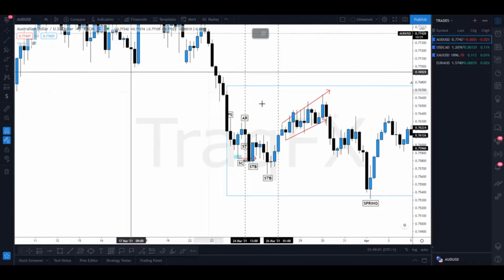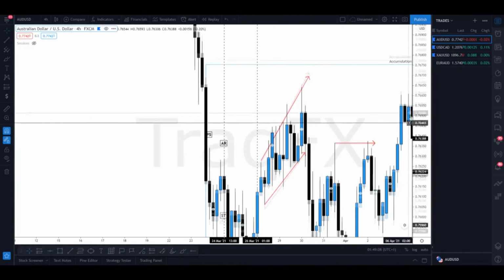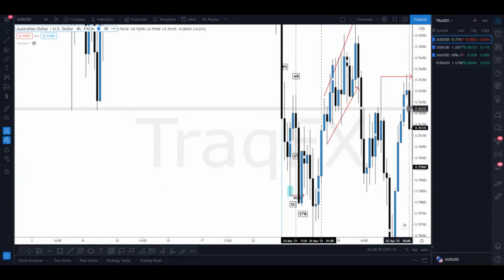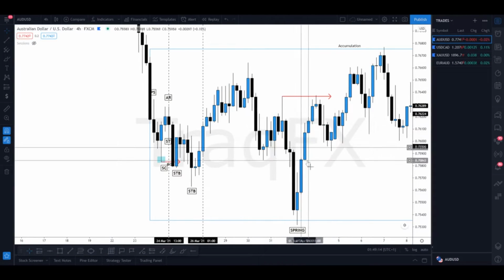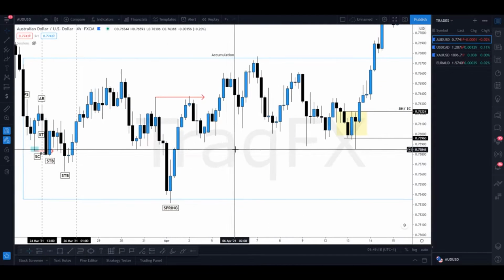Right here, we have that break of structure. Even though it was really small, if we go down to the smaller time frame, you can see that this candle did close above. So we do have that break of structure of the highs. Let me delete this now. And then price wicks back down to do what? To test our spring to the pip.